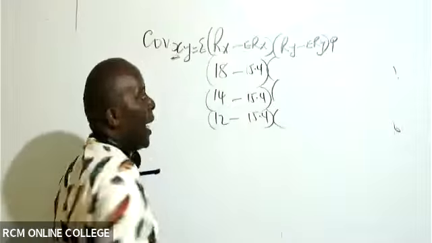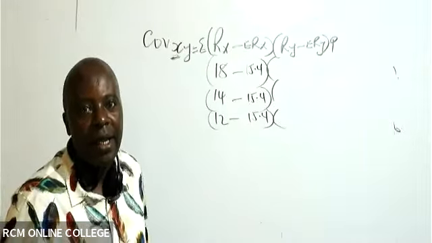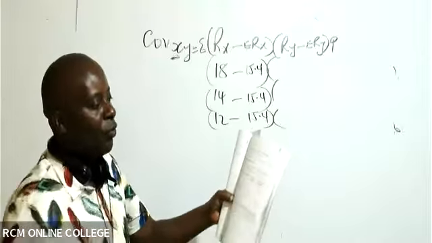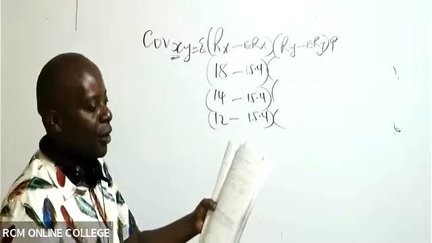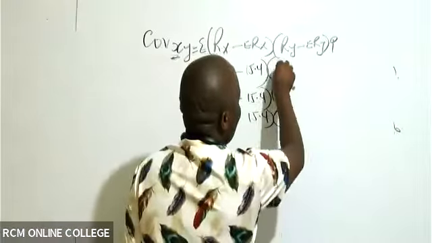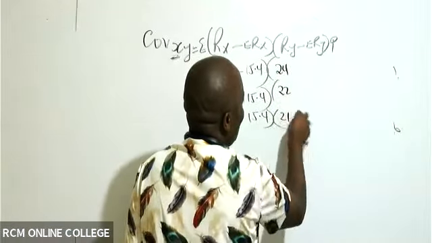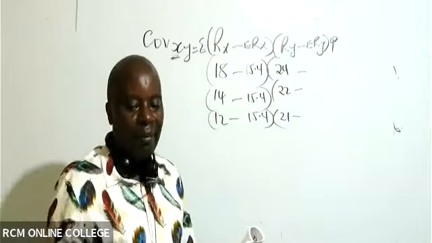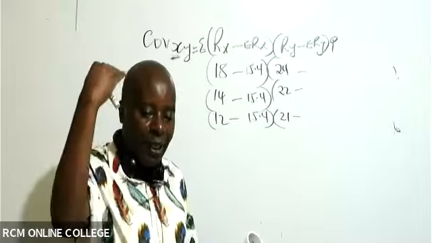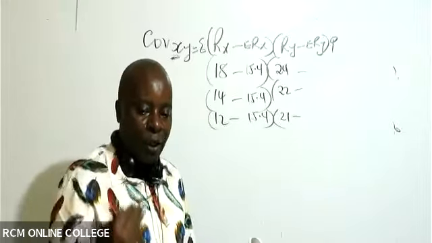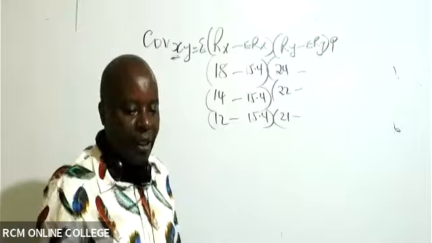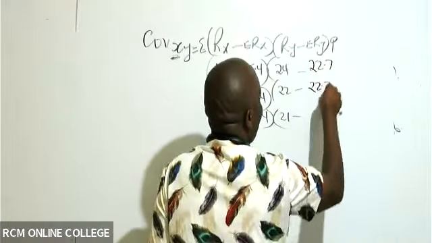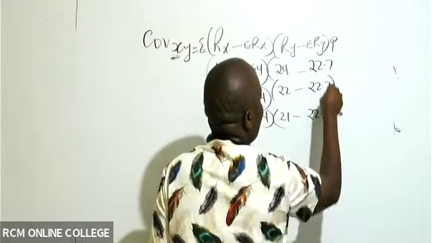We come and take the actual returns of Y. They're given in the past paper, the second column, actual returns of Y. You read them the way they are: 24, 22, 21, minus the expected returns, which we obtained up there, 22.7. So we have 22.7, 22.7, 22.7, like that.